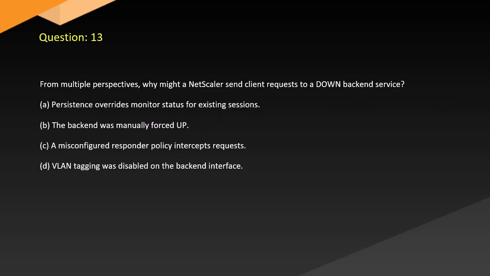Question 13. From multiple perspectives, why might a NetScaler send client requests to a down backend service? A. Persistence overrides monitor status for existing sessions. B. The backend was manually forced up. C. A misconfigured responder policy intercepts requests. D. VLAN tagging was disabled on the backend interface.